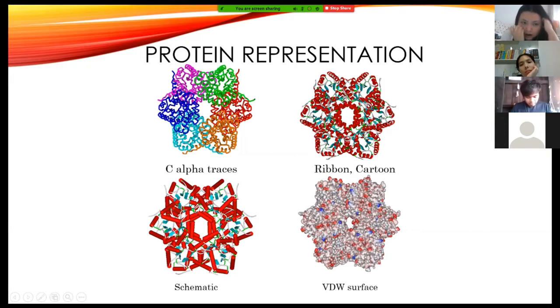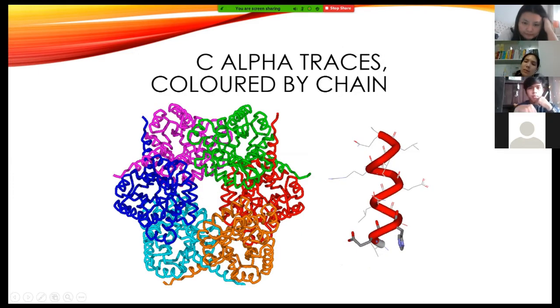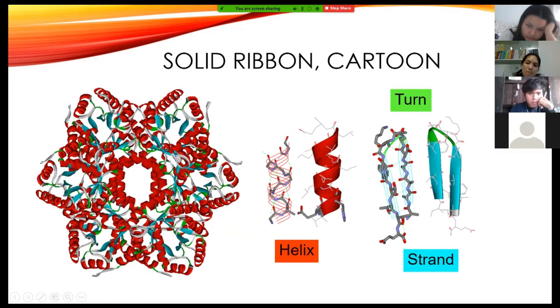And another popular style is ribbon or cartoon. Basically, they use the ribbon to represent the alpha helix and beta sheets. And then there is the schematic and van der Waals, I will show you later. So this one, we see alpha trace. We omit all the side chains. We have alpha trace. The ribbon, basically, is the trace along the main chain.